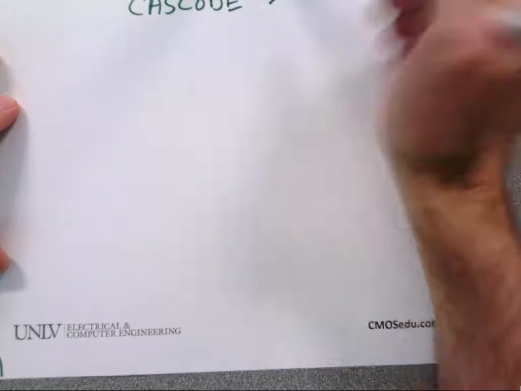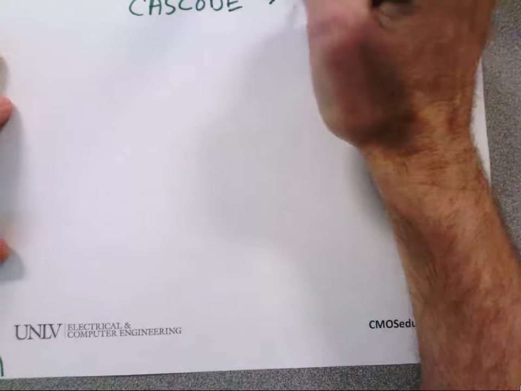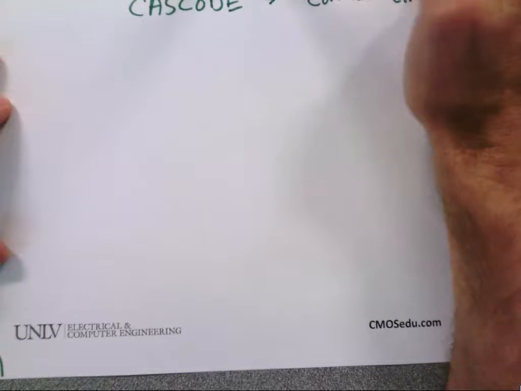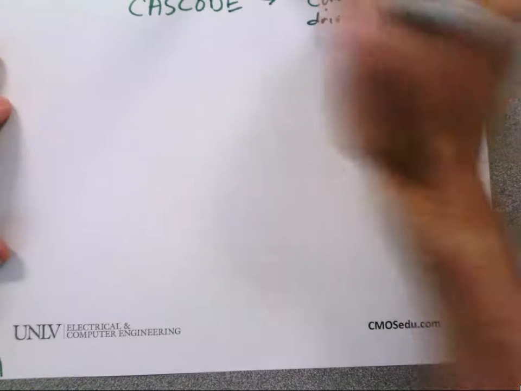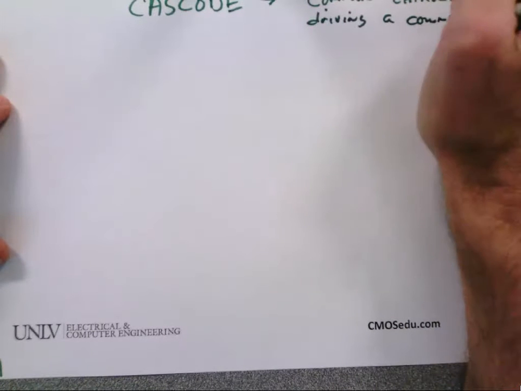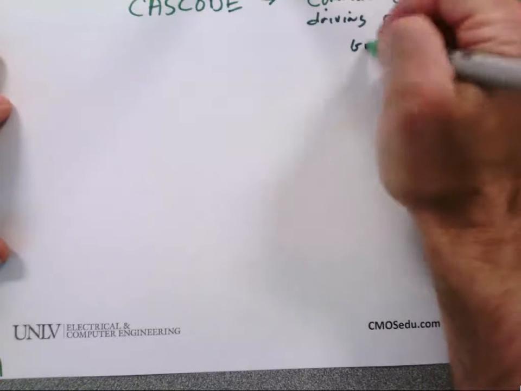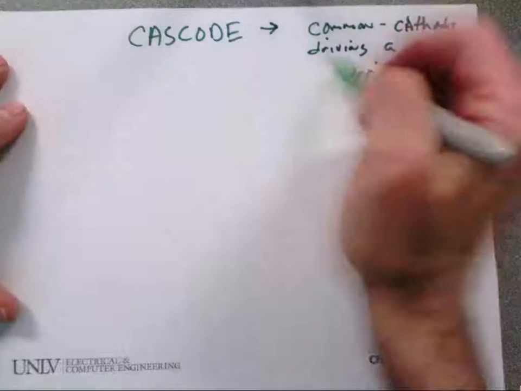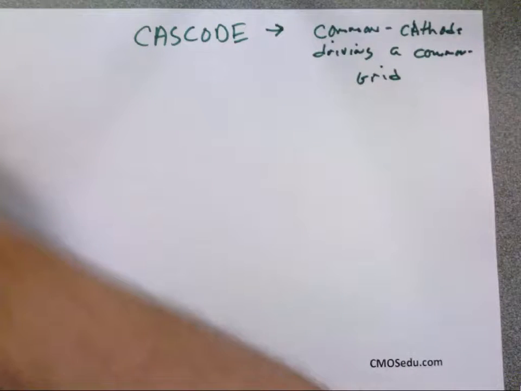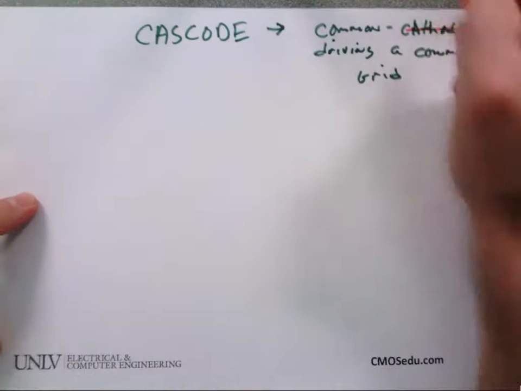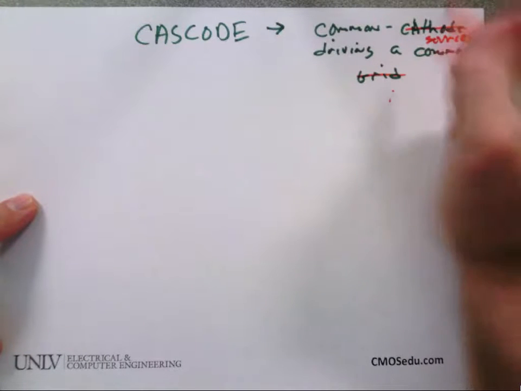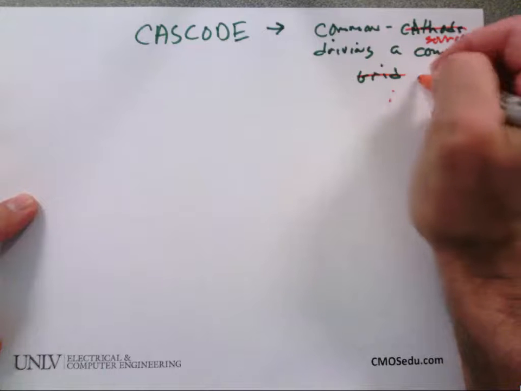And this is a vestige of a term called, from a common cathode driving a common grid. And that's from tube days, and so it's shortened to cascode. And in our terminology, this would be common source, and common grid would be the gate.